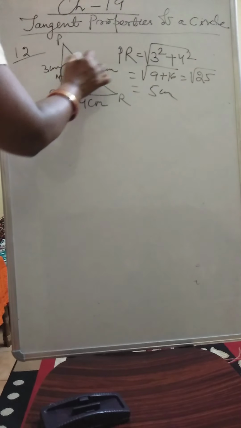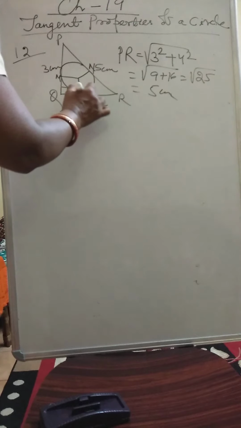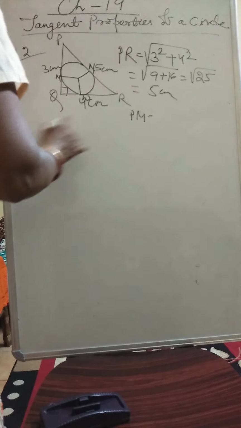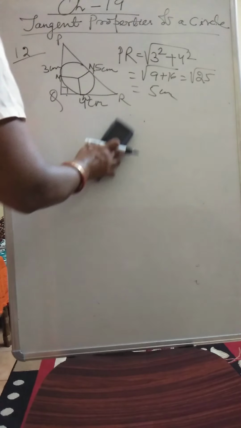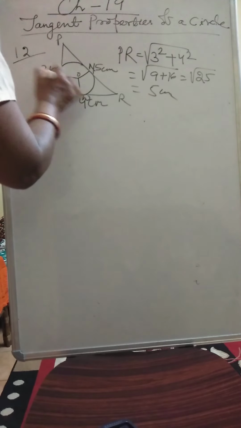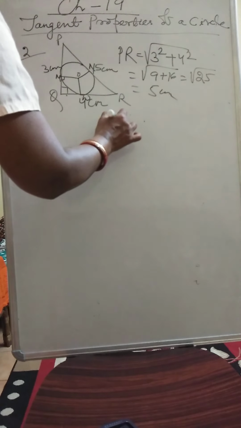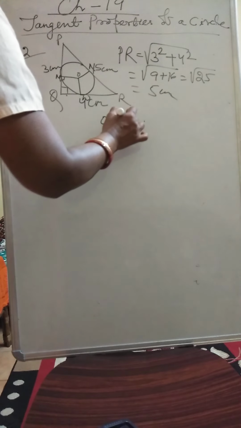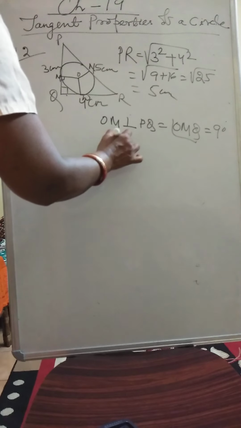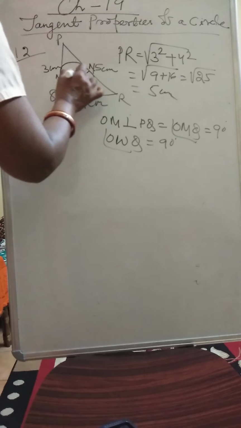Now let me give the naming M and W. PM, I'll take first radius is OM is radius. Radius is perpendicular to tangent. I'll write OM perpendicular to PQ, implies that OMQ is equal to 90 degree. Similarly, I can write OWQ is 90 degree and this is 90 degree.